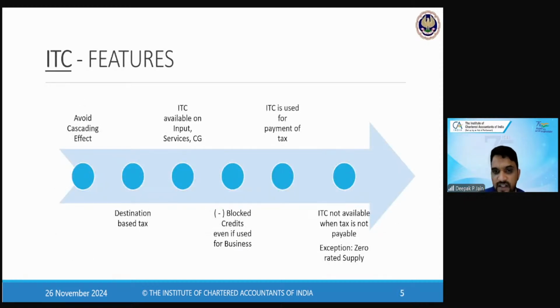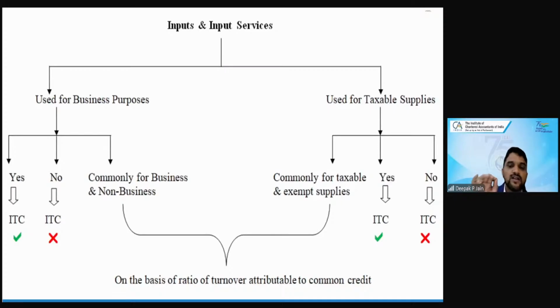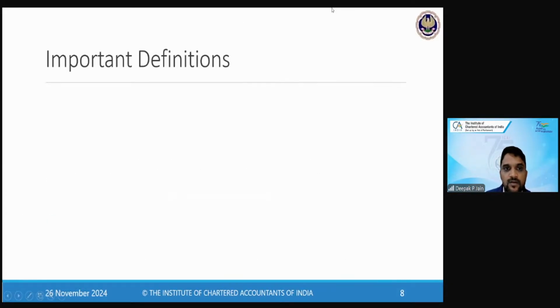Then we understood various features of input tax credit. This is very important: any input which is used for business purposes and which is used for taxable purposes, only that you can claim the credit. But if you use it for non-business purposes and for non-taxable supplies, the input tax credit will be restricted and you cannot claim the credit.